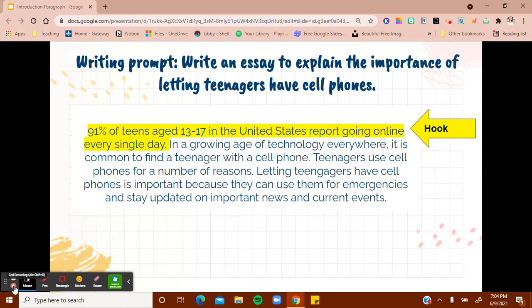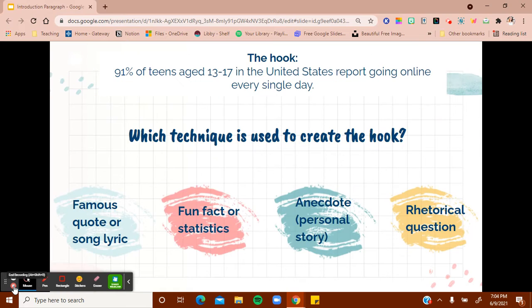Now let's look at this paragraph and look for the hook. The sentence that's highlighted in yellow, that is the hook. Because remember, the hook will always be the first sentence in the introduction. Let's figure out which technique was used to create the hook. Well, this is an example of some statistics, because the author used numbers to get real information about the topic. And this topic is about teenagers using cell phones and going online every day.